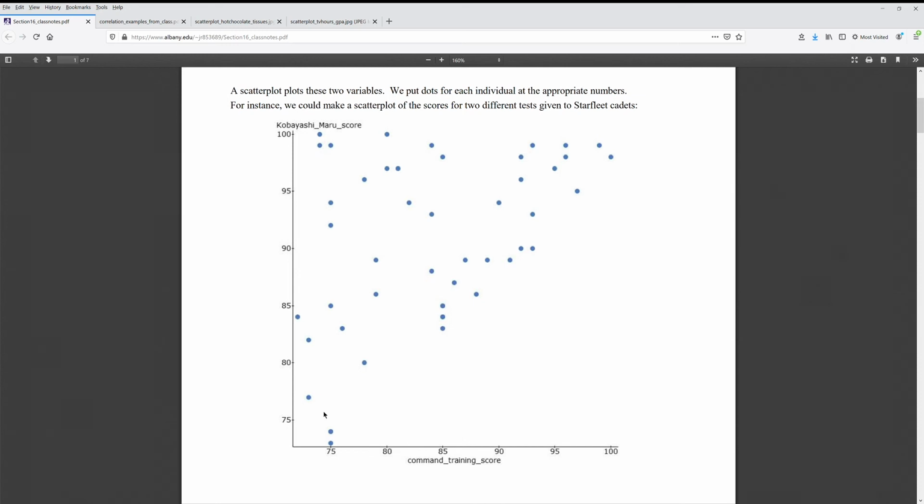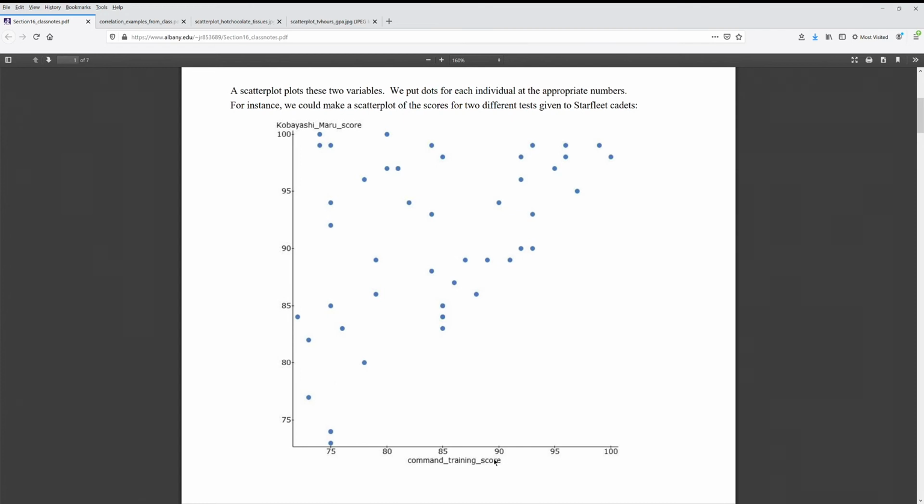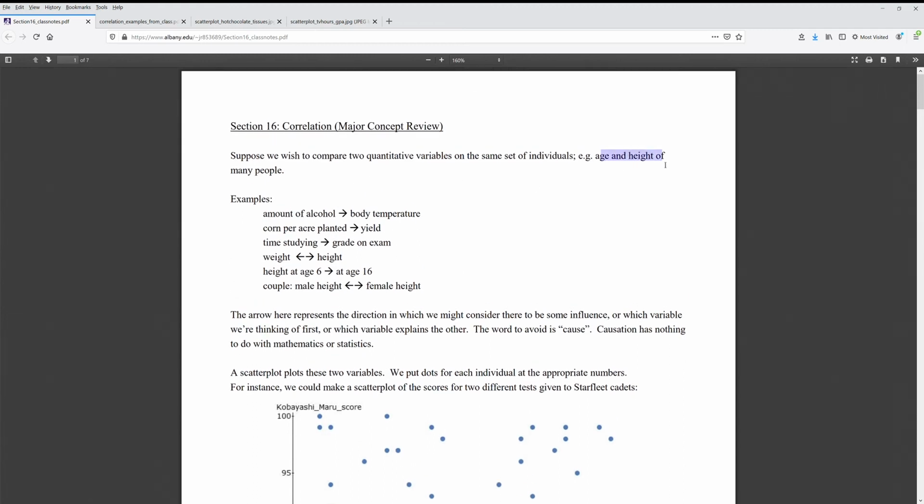For instance, in this particular example, we have command training score. We have two different exams, command training exam and Kobayashi-Maru exam, and we can see how the scores generally line up. The general idea is that the dots represent the horizontal location and the vertical location of one particular individual. So, if you're graphing ages and heights of many people, then maybe age is horizontal and height is vertical, so that an individual who falls here is this old and this tall, and so forth.